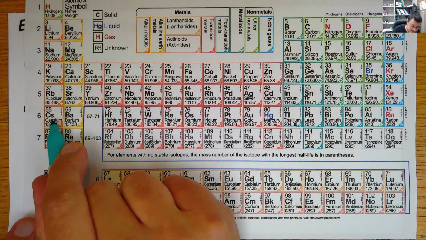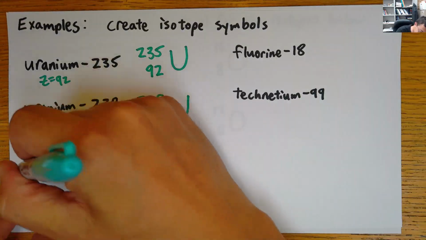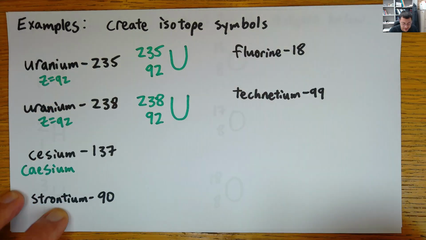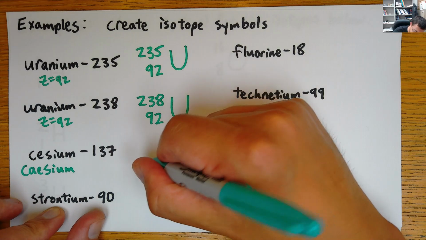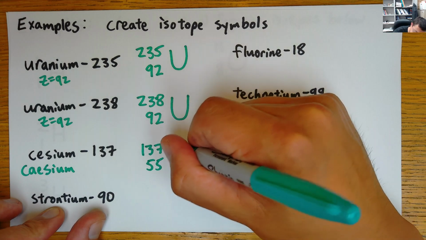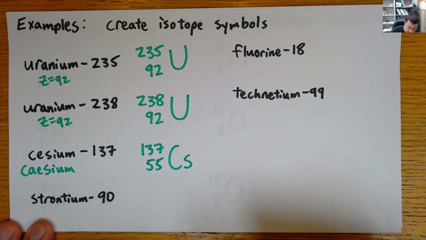Let's look up cesium. CS. And I guess cesium can also be spelled like that. All right, so cesium was element 55. We have 137. CS. All right, strontium 90.